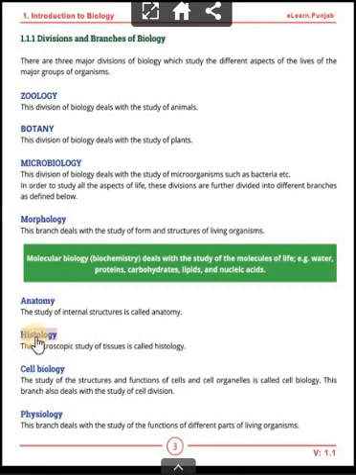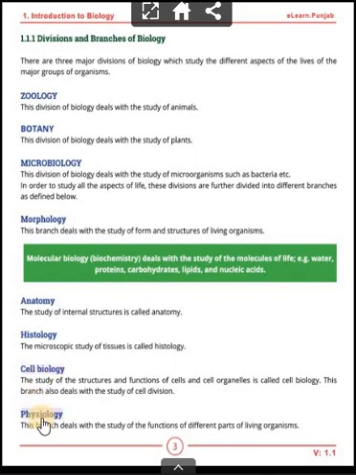The next one is histology. Histology is related to the tissues of animals and plants. So if we study the details of the tissues of animals and plants, it can be studied in a separate branch, that is histology. The next one is cell biology. It is the study of the structures and functions of cells and cell organelles. A single cell contains a number of organelles. What is the function of each organelle, how it works, what is its role in the body, whether in plants, animals, or humans. All this can be studied in a separate branch called cell biology.